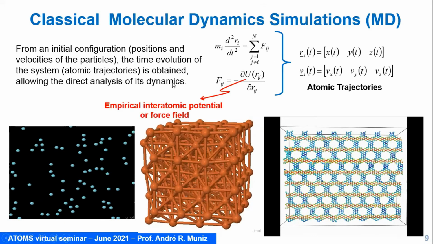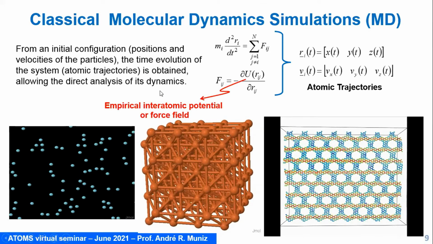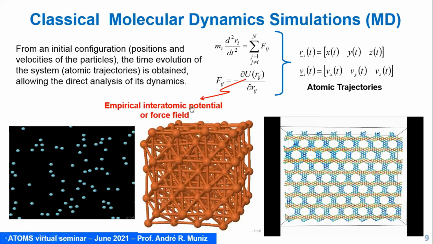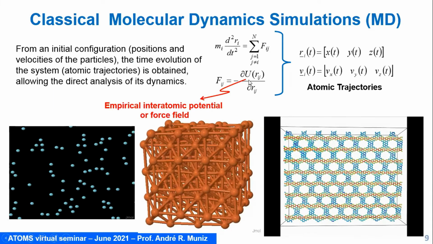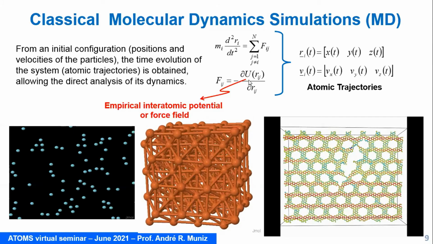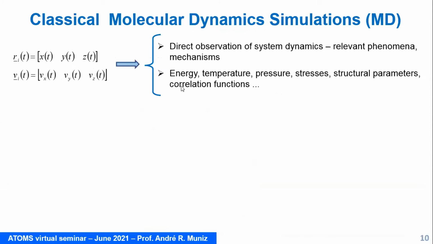All the information about the interactions, like chemical bonds and interatomic interactions, is embedded within this function of R that we call interatomic potential or force field, that contains empirical parameters that are fitted using either quantum mechanical calculations or experimental data. So from these trajectories, as I said, we can do a lot of things. We can observe directly the system dynamics. We can see what's going on in the process at a molecular level. And of course, we can also compute, with the use of relationships from statistical mechanics, the energy of the system, temperature, pressure, mechanical stresses, some structural parameters, correlation functions, anything that we can extract directly from this information.